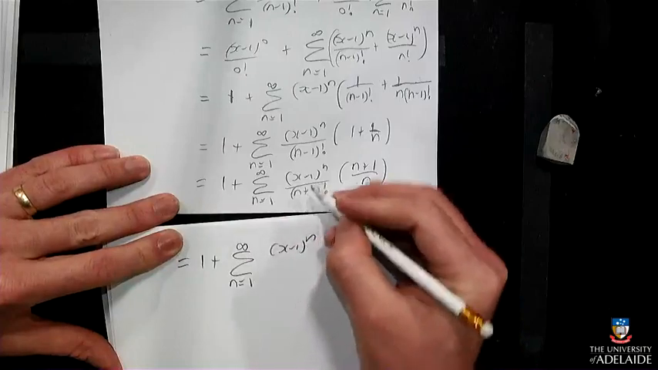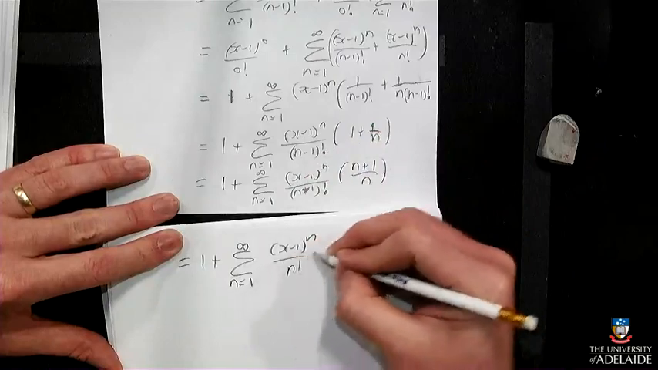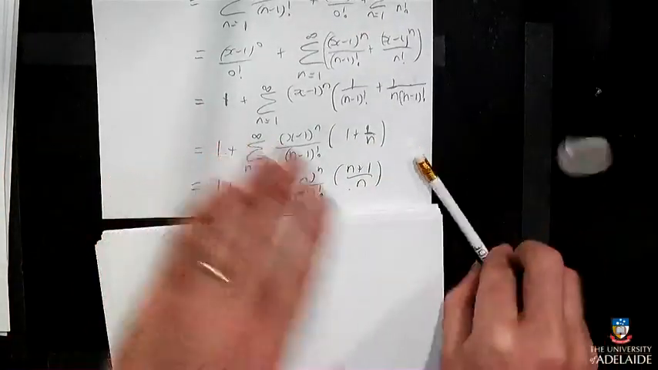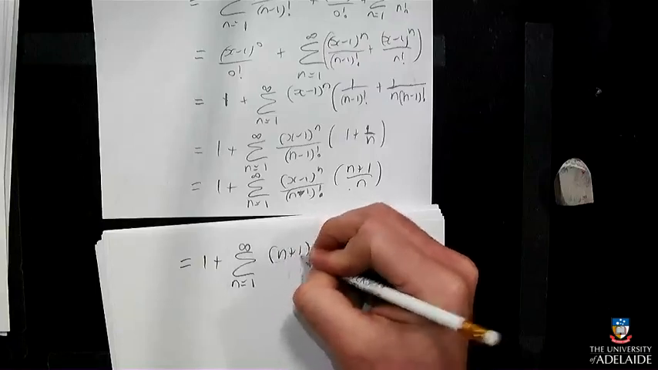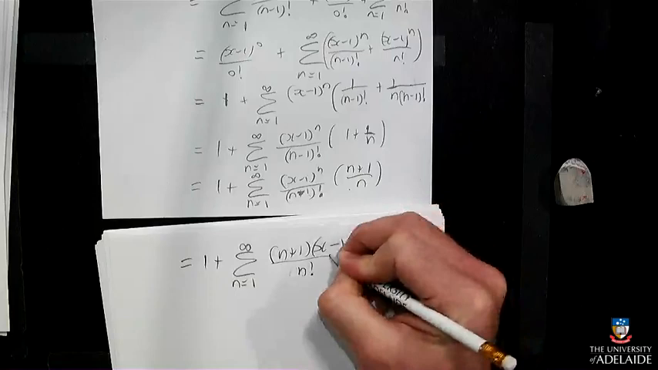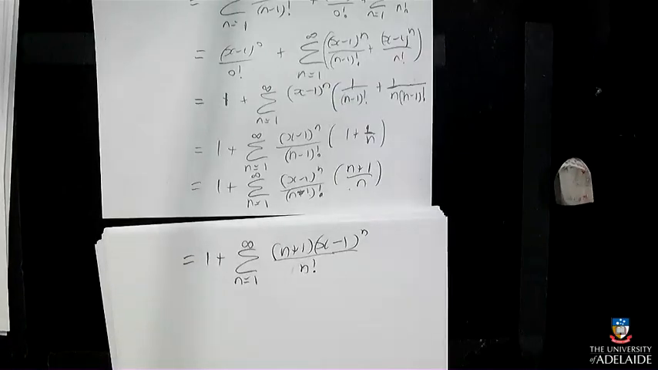So sorry, it's a minus 1. N minus 1 factorial times n is n factorial, and we've multiplied by n plus 1. And that's exactly the formula we had before. That's so cool. Wow.